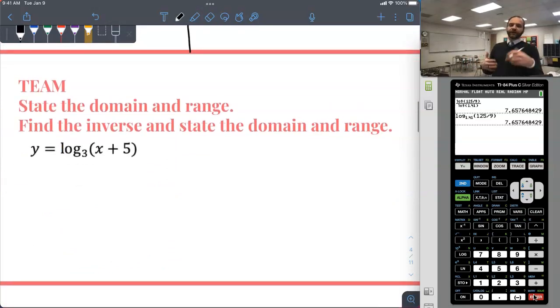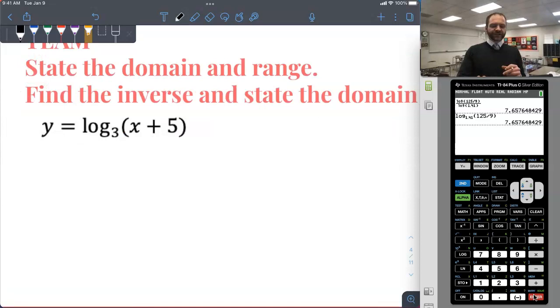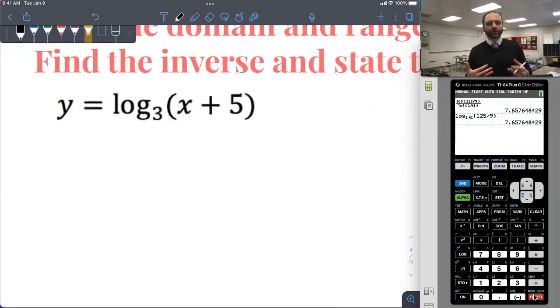So you're given a logarithmic function, log base 3 of x plus 5, and you're asked to state the domain and range of it, and then you're being asked to find the inverse. So let's kind of go through this. If I'm looking at this one, and I'm thinking through domain.